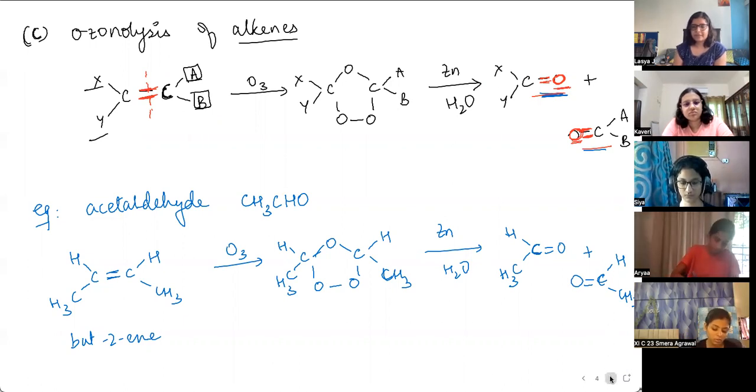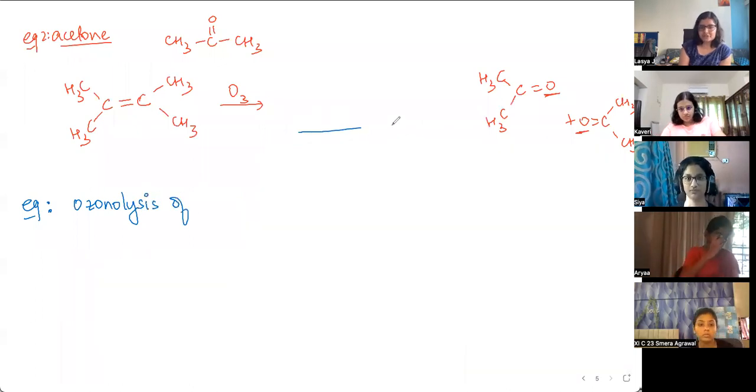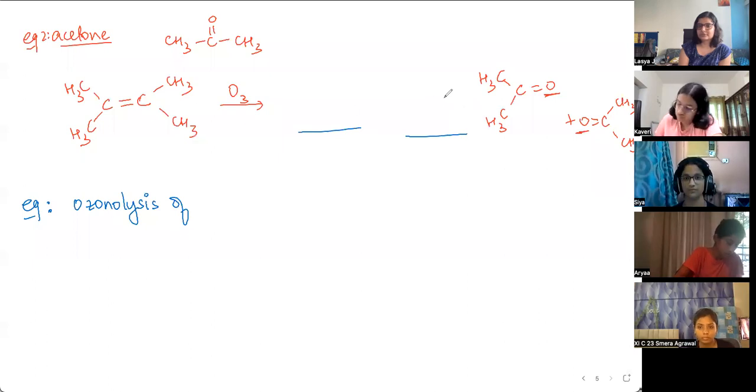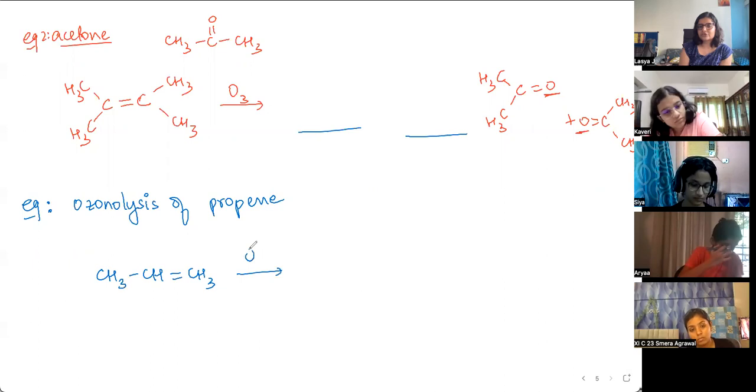Okay, so tell me, what do you get on ozonolysis? Finish this reaction also for acetone, the reagent and everything. After this, figure out what you get on ozonolysis of propene. So propene is CH3, CH double bond CH2. What do you get from the ozonolysis of this reaction? So O3, and also give me the end products.